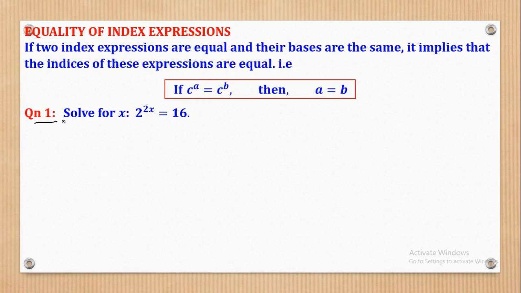So question 1 says, solve for x. We are given 2 to the power 2x equal to 16. Now 16 is the same as 2 to the power 4. Now after that you realize that this is the same as this, implying that it can cancel and the powers also be the same. Therefore 2x will be equal to 4. Making x the subject, x will be equal to 2.